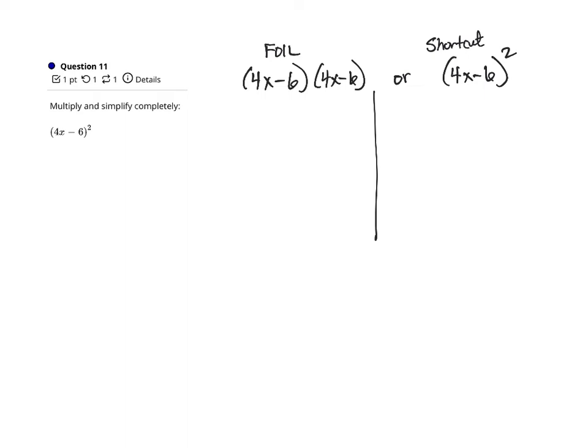So now this one is kind of like that one that we did the shortcut, not the difference of squares. This one's called a perfect square trinomial. So when you do this, you're going to get a perfect square trinomial.